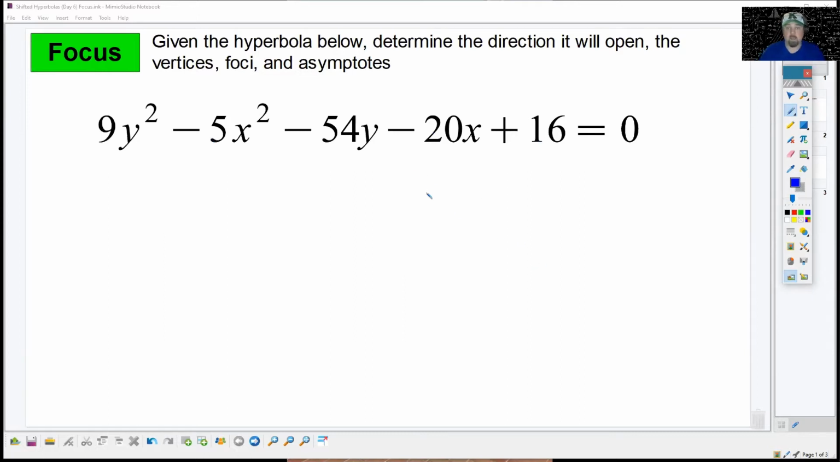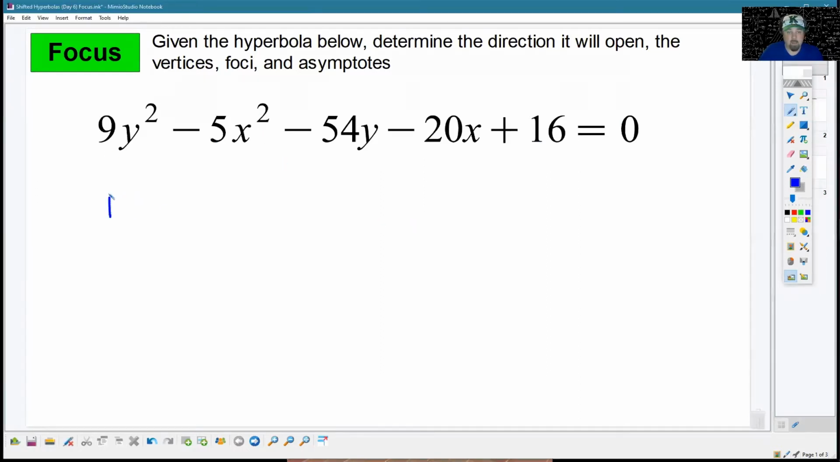So first step of that is we get this mess equal to 0. We need to group the y stuff together and the x stuff together and factor. So we're going to have 9y squared minus 54y. That's going to be one set that I'll have to complete the square on. Minus 5x squared minus 20x. And this constant, I'm going to move it to the other side because I don't want to deal with that until the end. Minus 16. So these are the things that I'm going to have to complete the square with.